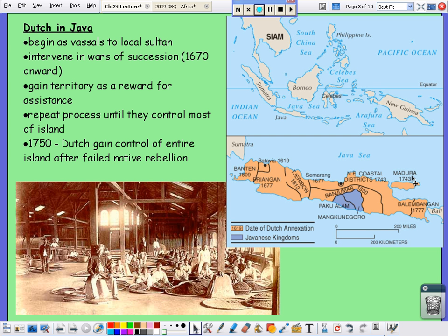And one of the things that you're going to find is that when the Dutch go to Java at first, it's a very similar experience to what happens along the coast of Africa when the Europeans first show up. Which means what?